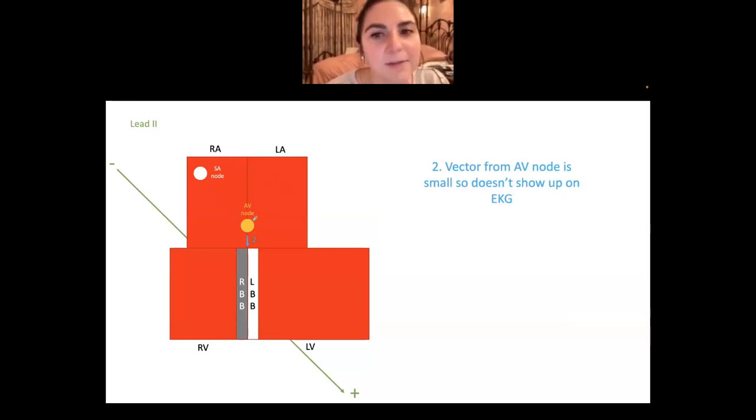The second thing that happens is the AV node sends a tiny little vector from the AV node to the bundle of His. Remember, at the AV node there's tons of slowing down that occurs anyway. It's not a very strong signal. Its purpose more so is to slow down the electrical signal from the SA node. So it doesn't really send that strong of a signal. Even though it's kind of perpendicular-ish to lead 2, it's just going to look like a flat line. And that's your PR segment, basically traveling through the AV node. That's why it's just flat. It's not strong enough to have a big deflection or move in any sort of direction. Okay, so that's your PR segment.